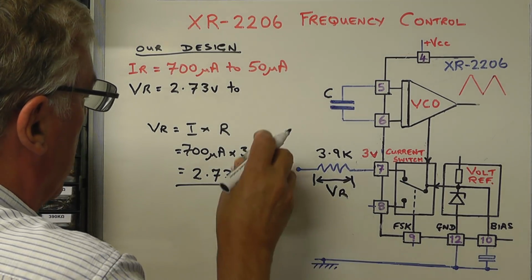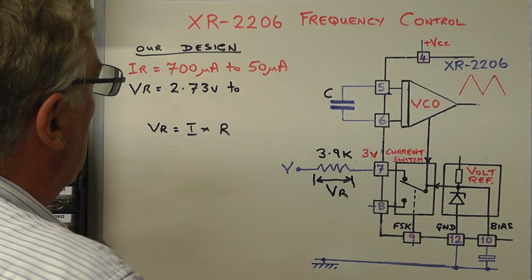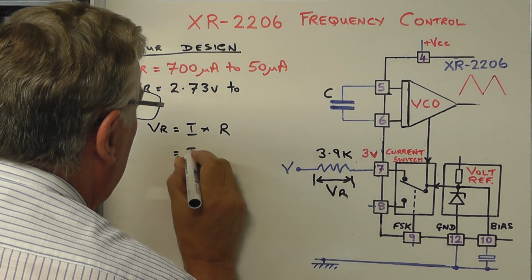Let's now do the other extreme at 50. This time we have a current of 50 microamps.